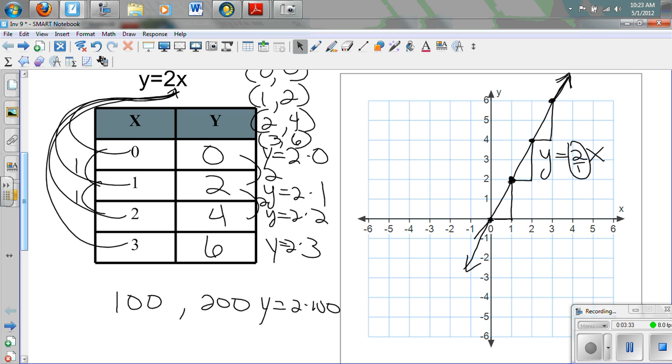We could also do negatives. You could put in negative 10 here, and y equals 2 times negative 10, which would be negative 20. So we'd have the ordered pair negative 10, negative 20. There are a whole bunch of different ordered pairs for this particular line, not just the points we were given. That's important because we often need to be able to figure out other points on the line.